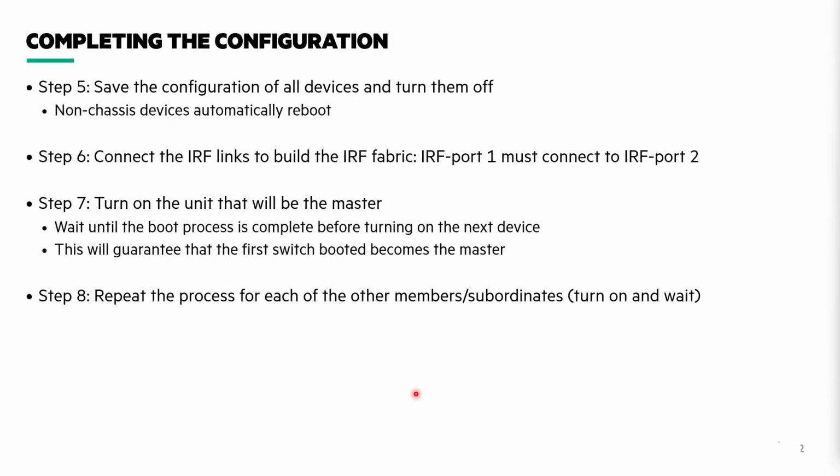The next one will be saving the config for all devices, assuming that it might be a green field where you have new devices. You will have to reboot the devices and then connect physically. If you have physical access to the switches, physically connect them, and then turn on the units, the master first. Once the master boots up and you are satisfied it's up and running, start turning on other units one by one.